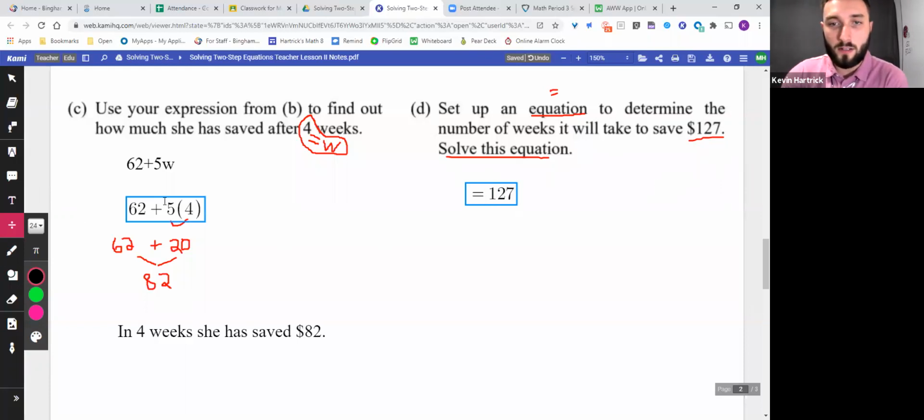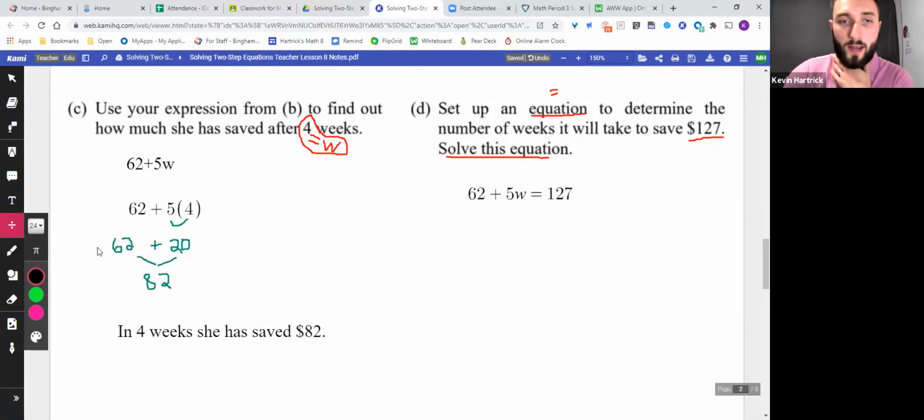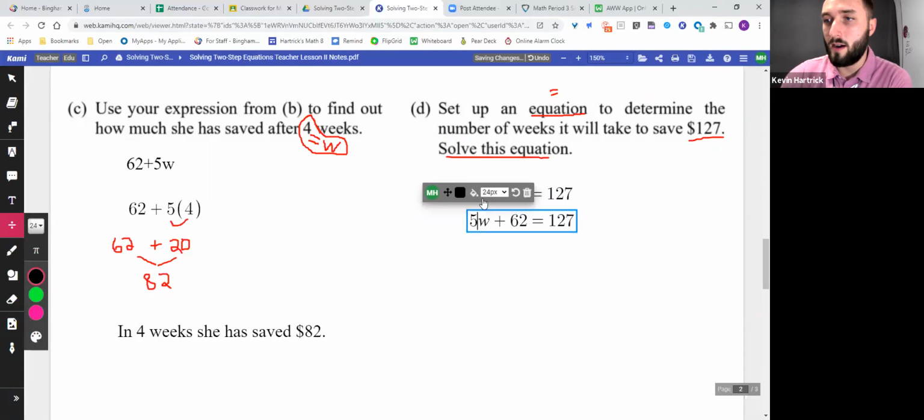Now the beginning is going to look like our expression because this is her model. This is how she is saving money. She started with her $62 and then she makes $5 per week or 5 times the number of weeks. Now we have something that looks like a two-step equation. I'm going to switch it around because I know if I have addition, I can change terms around. And I really like having the variable term in front. This is my standard form of a two-step equation, of a linear equation. And I think it's just nice to have the standard way.